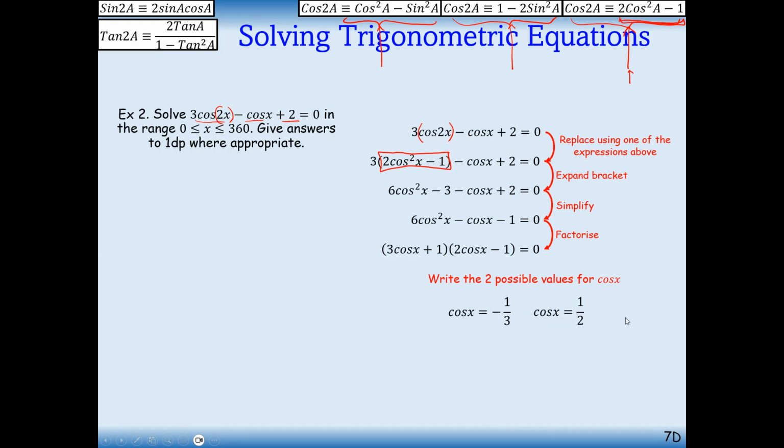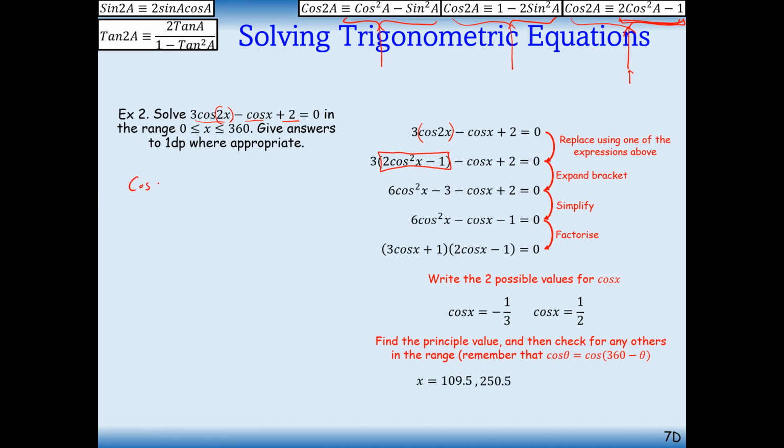Taking the cos inverse of a negative third will give us 109 degrees. And once more, I'll emphasize how that answer comes about, because cos of any angle is the same as cos of 360 minus that angle. So if you take 360 and subtract 109.5, you end up with 250.5. So that's where the second answer comes from.